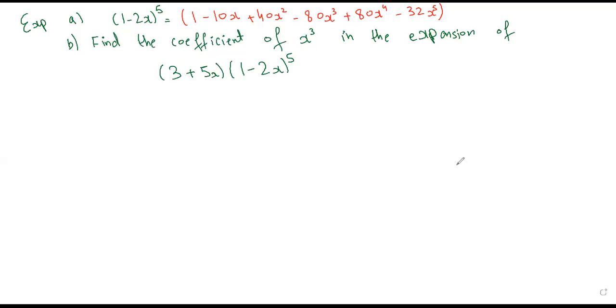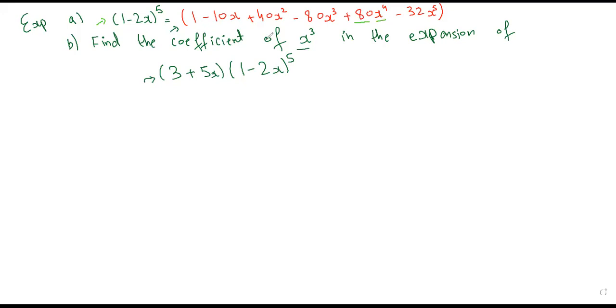When you expand 3 plus 5x into 1 minus 2x to the power 5, you will get different terms, just like in the expansion of 1 minus 2x to the power 5, we got different terms. They want you to find the coefficient of x cube for this expansion. Okay, let's see what exactly this is. Forget about the second part. Let's talk about the first part. What is the coefficient of x to the power 4 in this one? This is x to the power 4, so the answer would have been 80.